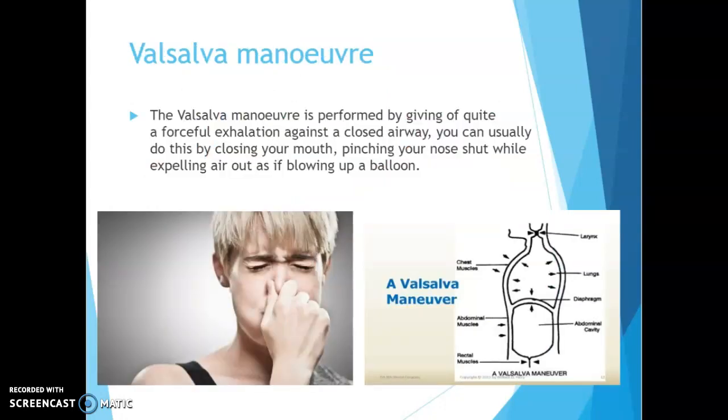The Valsalva manoeuvre is performed by giving off quite a forceful exhalation against a closed airway. You can usually do this by closing your mouth and pinching your nose, as seen in the diagram, whilst expelling air out as if you're blowing up a balloon. This manoeuvre can be used to help balance the air pressure in your ears, such as on an aeroplane, but also causes several rapid changes in your heart rate and blood pressure.